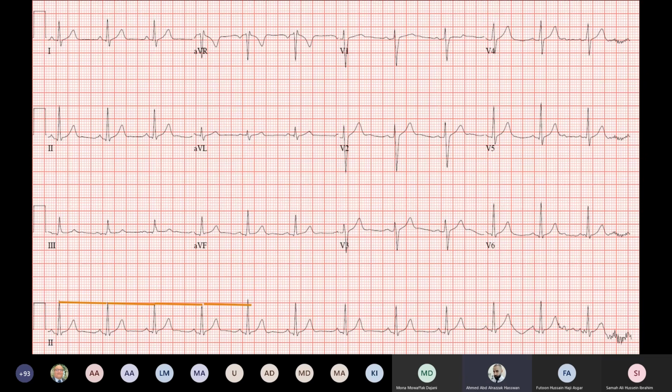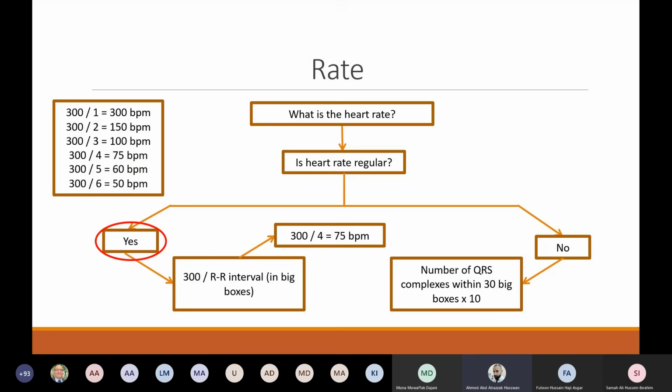So if it's the same, then I can simply count the number of boxes between the RR complexes, then divide 300 over this number. Let's count it together. You can take between any RR complexes because we said this is regular. So it's almost 4. We have 3 boxes, then 1/2 here and 1/2 there. Let's say it's 4 boxes.